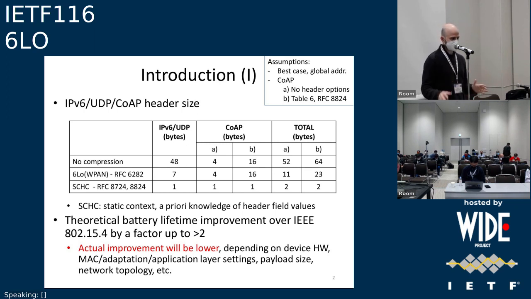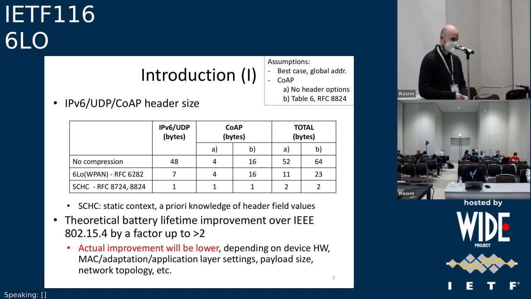If we also consider an application layer protocol like CoAP, there is no 6LoWPAN-style header compression defined for CoAP. However, there is a specification on how we can compress CoAP headers with SCHC, RFC 8824. The CoAP headers are of variable size, so here we are considering 2 possible cases. A corresponds to no header options, so the header size is 4 bytes, and B corresponds to Table 6 of RFC 8824, an example with a CoAP header size of 16 bytes.